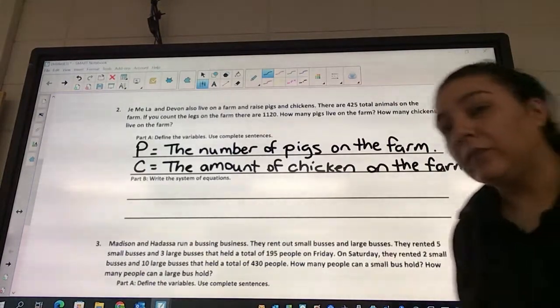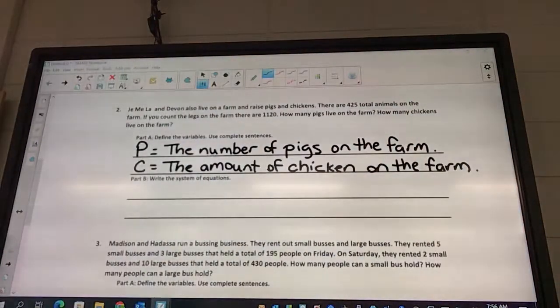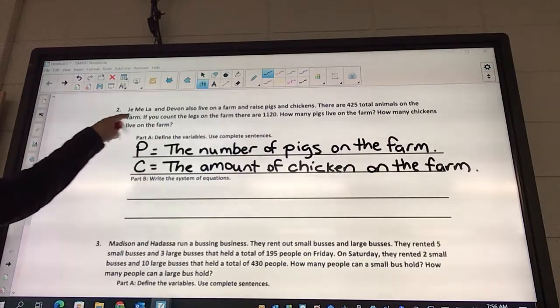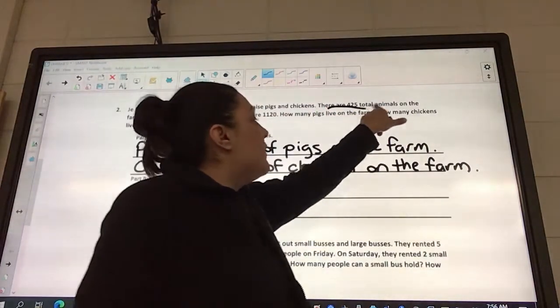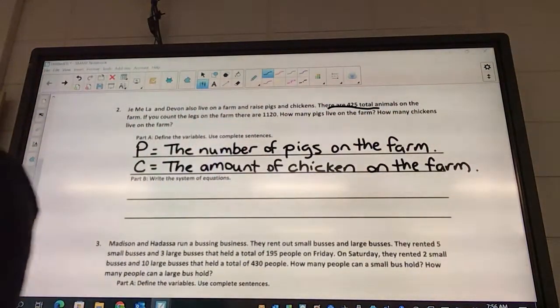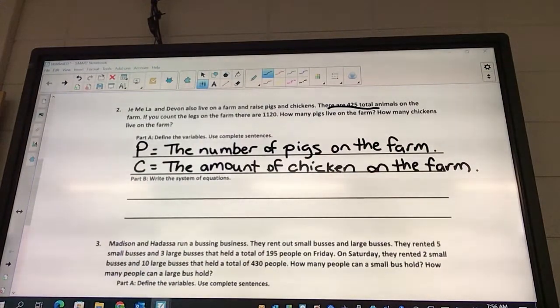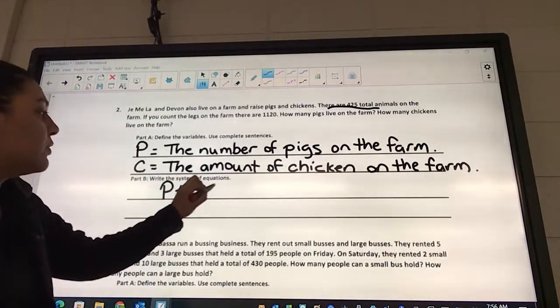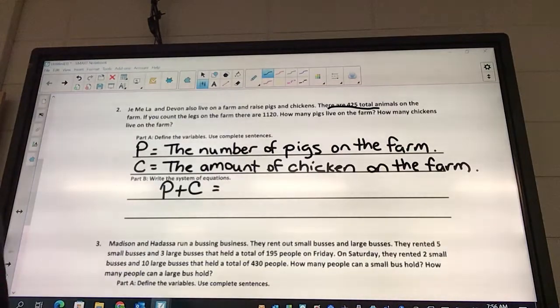Okay, so let's set up our equations. And this one's a little bit harder. Our first sentence says there are 425 total animals on the farm. So what kind of animals do we have on the farm? Pigs and chickens. So pigs plus chickens should equal how many animals? 425.